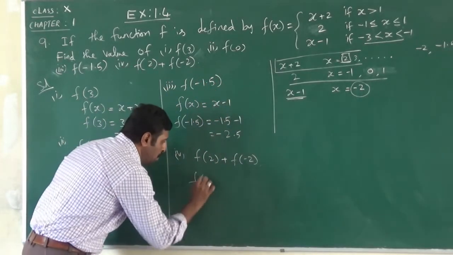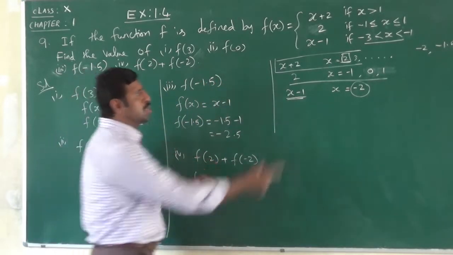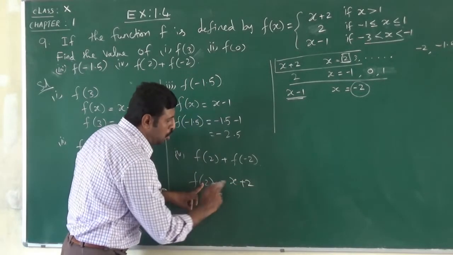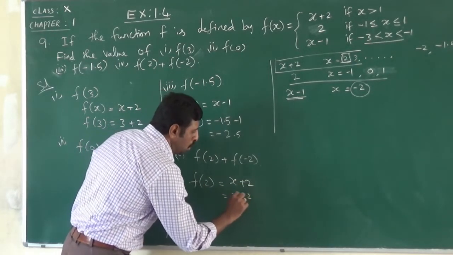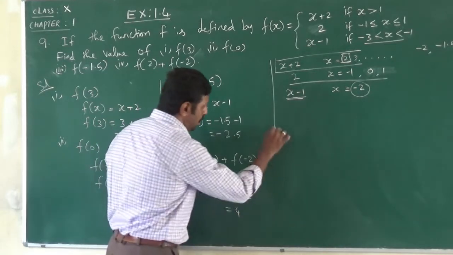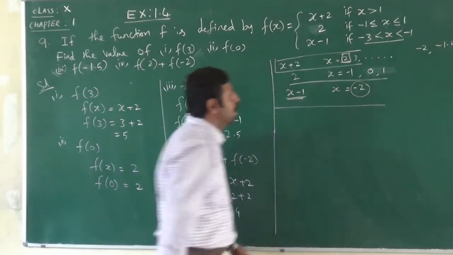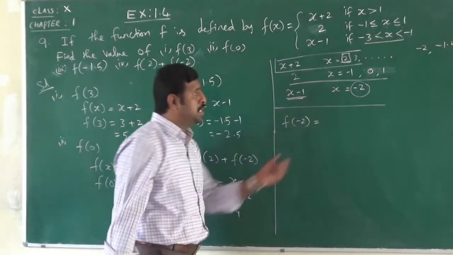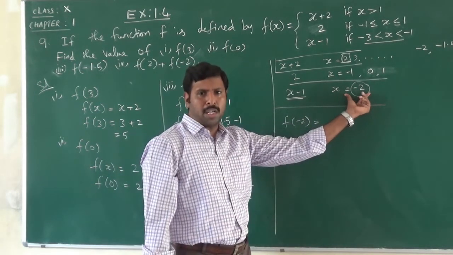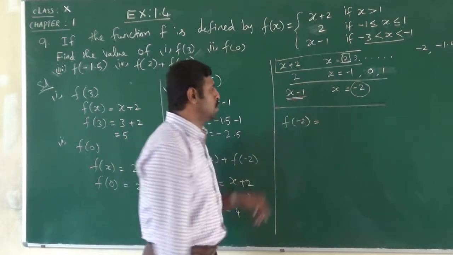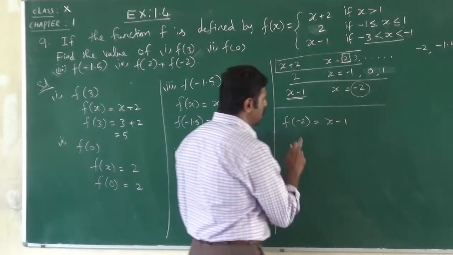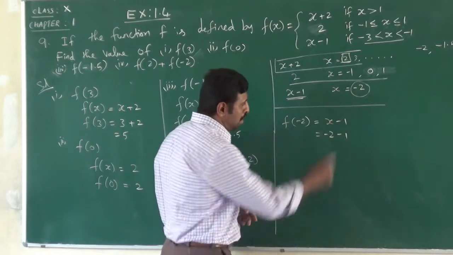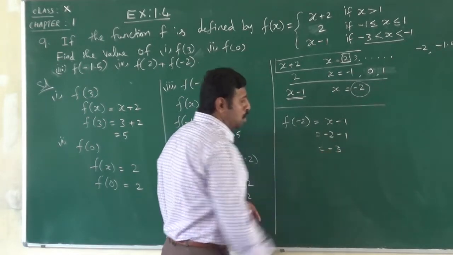So first we find out what is f of 2. F of 2 means we use the first function x plus 2. In the place of x, I am going to apply the value 2. 2 plus 2 is equal to 4. Next, f of minus 2. F of minus 2 means the value of x is equal to minus 2. That function is x minus 1. So in the place of x, I am going to apply the value minus 2, minus 1, right? This is equal to minus 3.